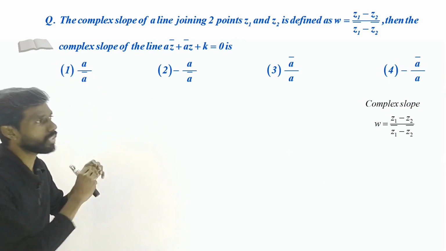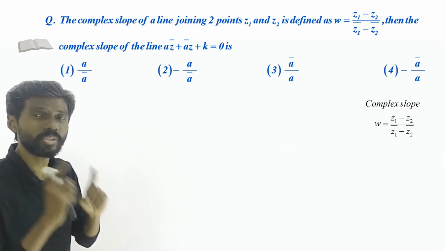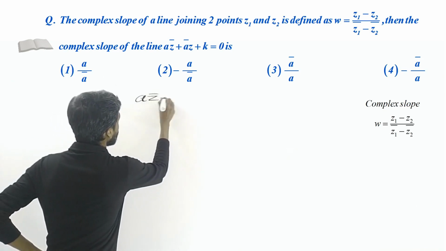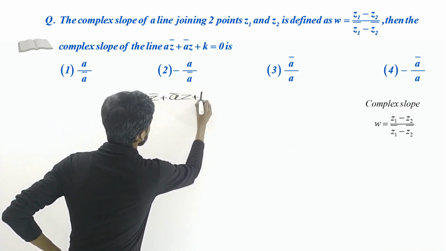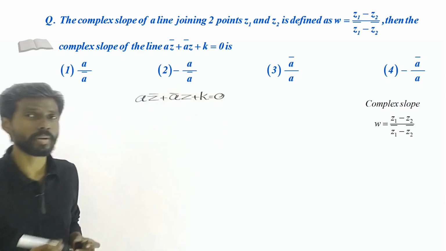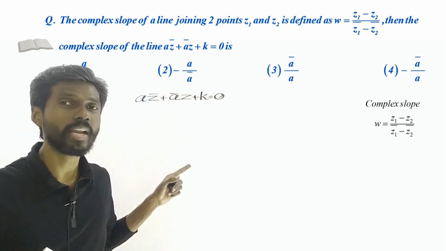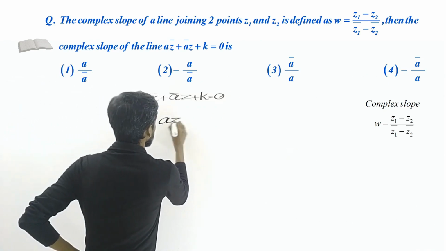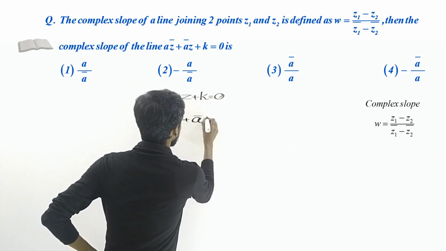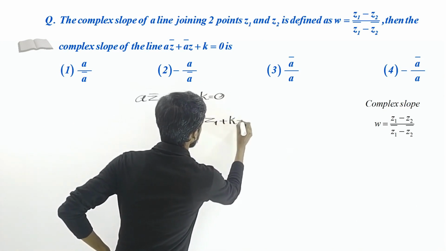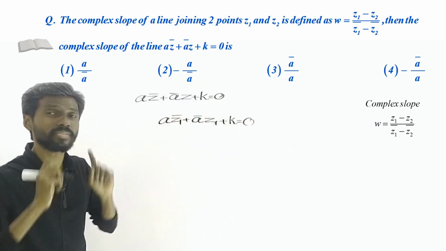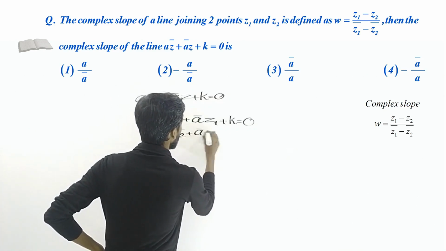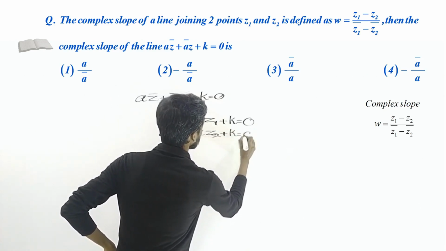Okay, let us assume that this straight line contains 2 points Z1 and Z2. So these 2 points will satisfy that equation. So this is the equation of the straight line: a z bar plus a bar z plus k equals 0. Now Z1 and Z2 lie on this straight line, right? That means they satisfy this equation. Z1 satisfies this, so that means a z1 bar plus a bar z1 plus k equals 0. Z2 also satisfies, so a z2 bar plus a bar z2 plus k equals 0. Now what do we do?